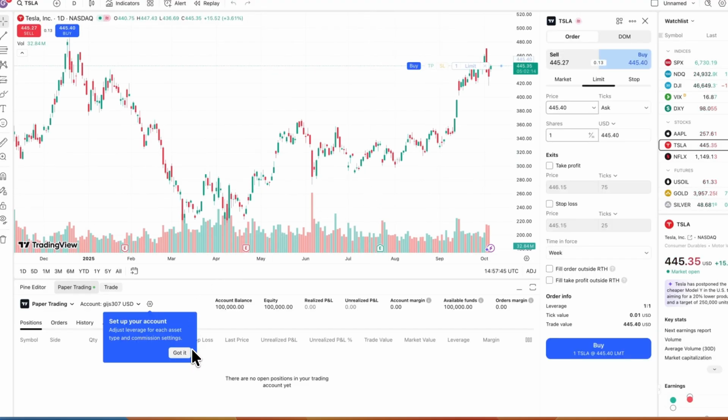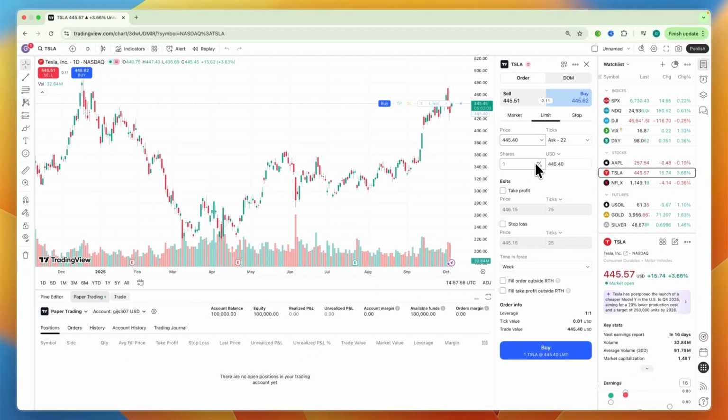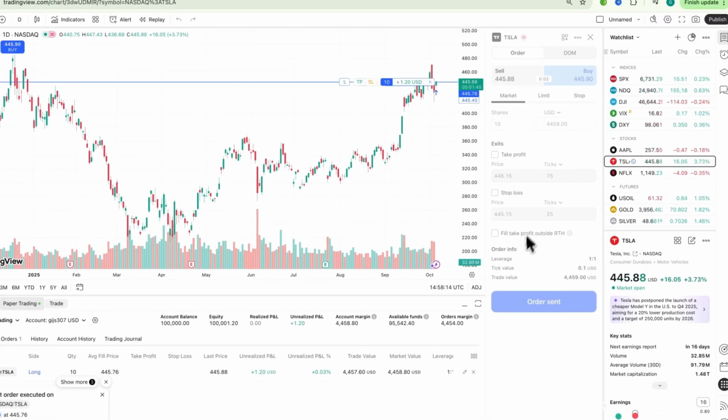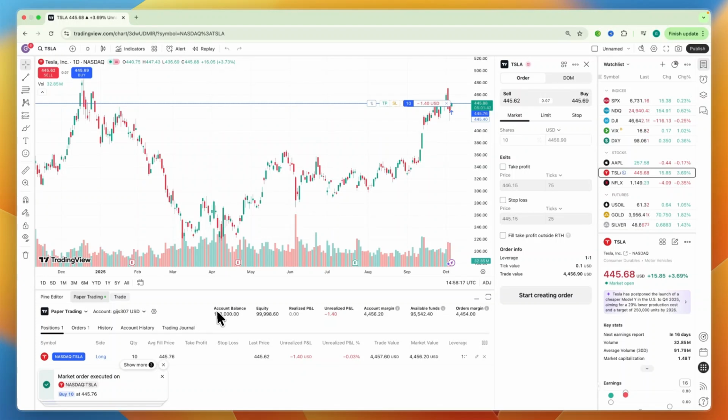From here you will now have already started paper trading, so you can see your account balance. So here it's $100,000, and now you can use that account balance to buy shares and do whatever you would like to do. For example, if I just put in a market order of 10 Tesla shares right here, you can see that my account balance stays the same, but my equity goes down since I've now invested in those shares. And you can see my unrealized profit and loss is already starting to change as well. So that's how you can paper trade on TradingView.